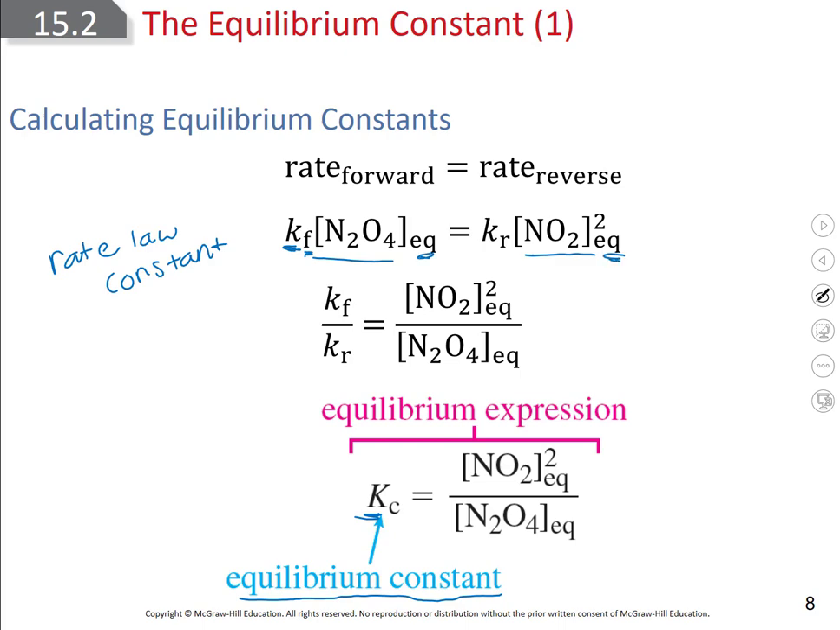So if you set these things equal to each other, putting your k's on both sides, you end up with the ratio of the rate law constant for the forward reaction over the rate law constant for the reverse reaction, and we are going to rename that a new constant, uppercase K. That's your equilibrium constant. This little c stands for concentration, because this is in terms of concentrations. Remember, that's what the brackets mean, concentrations.